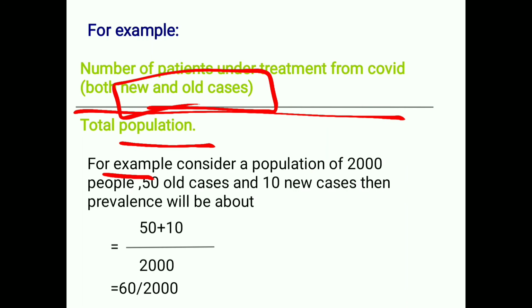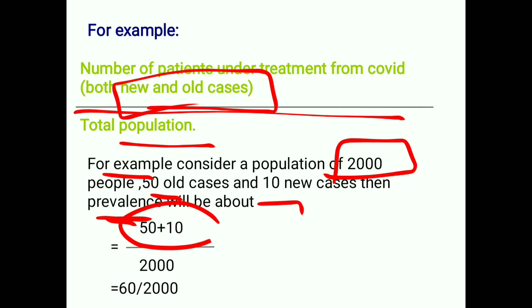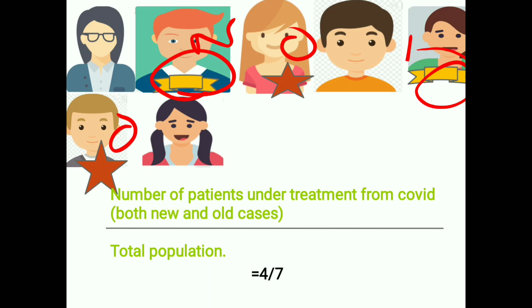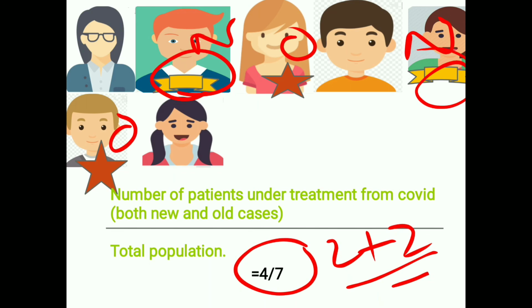For example, consider a population of 2000 people, 50 old cases and 10 new cases, then prevalence will be 50 plus 10 divided by 2000. Or here, the yellow mark is new cases and the red mark is old cases. So the prevalence will be the addition of 2 old cases and 2 new cases divided by the total population.